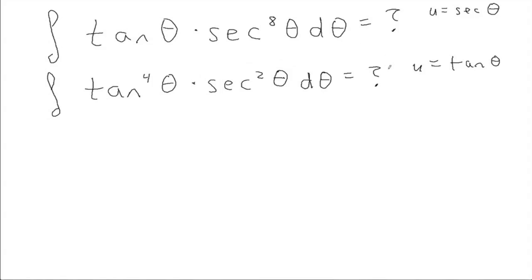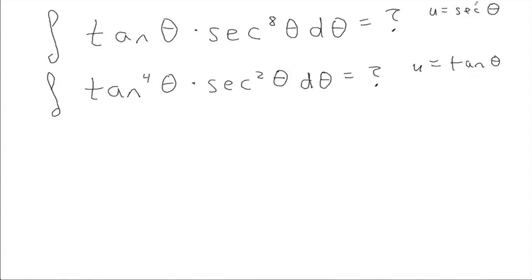What's the pattern between these two cases? You can really only use this substitution when there's a secant squared theta term. You can only use this substitution when there's just a secant squared theta all by itself, with no other secant thetas. So you can't split this up into secant squared times secant to the 6th. That won't do you any good because then you haven't gotten rid of the secant to the 6th. So this substitution only works when there's just a secant squared theta term and no other secants.